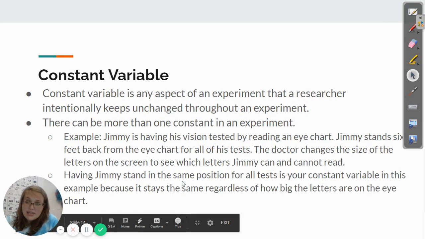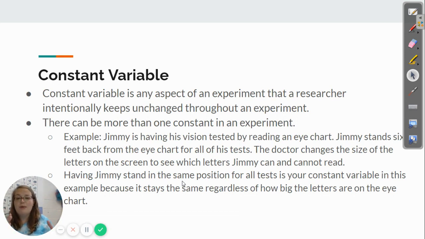The next variable is a constant variable. So a constant variable is any other aspect of the experiment that you're going to want to keep the same on purpose all the time. So for example, if Jimmy's having his vision tested by reading an eye chart and he stands 6 feet back from the chart for all of his tests while the doctor changes the sizes of the letter. If Jimmy stands in the same position for all the tests, it's a constant variable, because regardless of how big or small the letters are, he is still standing in the same spot, and that's going to allow him to say, I can read these letters when you change the sizes of them because I'm staying in the same position.